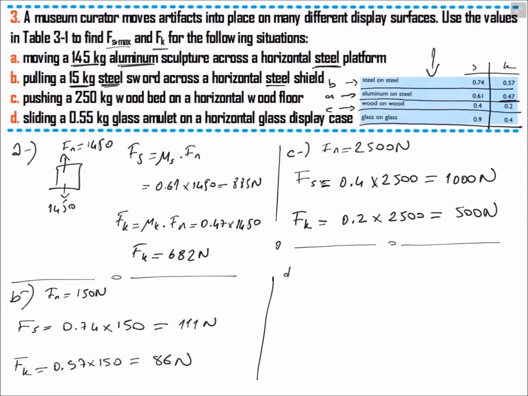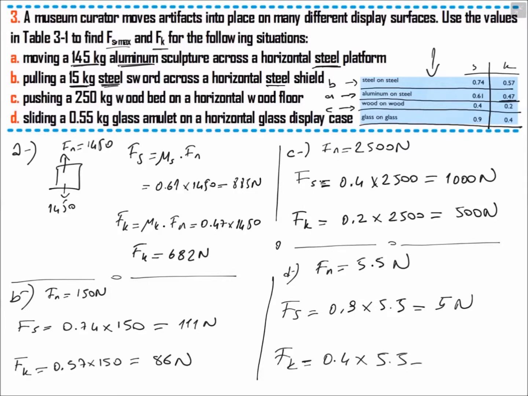And at the last choice, which is D, we have 0.55 kilogram glass. That means Fn will be 5.5 Newton. And the Fs will be, this is glass on glass, Fs will be 0.9 times 5.5, that is 5 Newton. Fk will be 0.4 times 5.5, so result will be 2.2 Newton.